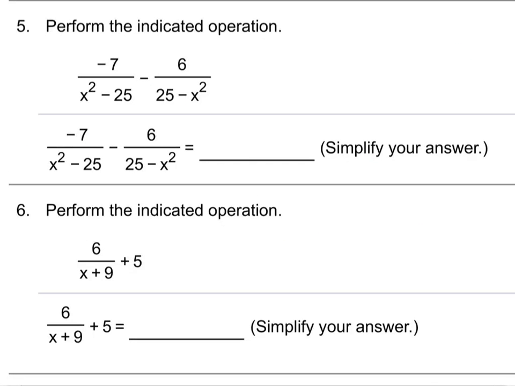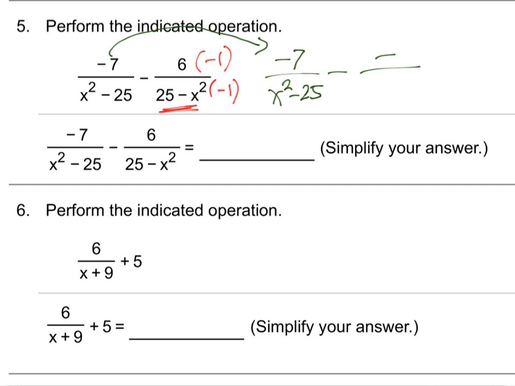Okay, so we come in here and we say -1, top and bottom, because I want to turn that thing around. So you don't need to show all that stuff I showed, just flip it around. So I'll just bring the first fraction over here. It'll be -7 over x squared minus 5 minus. And then the second fraction will become -6 over x squared minus 5.